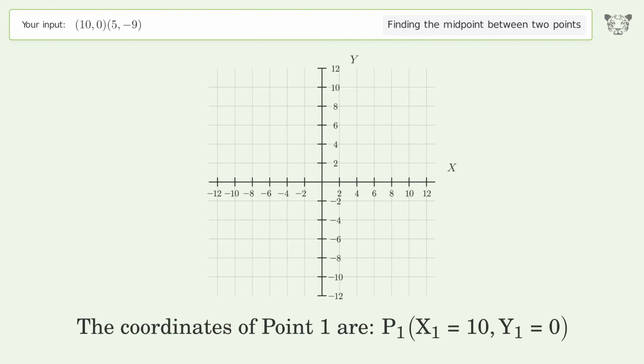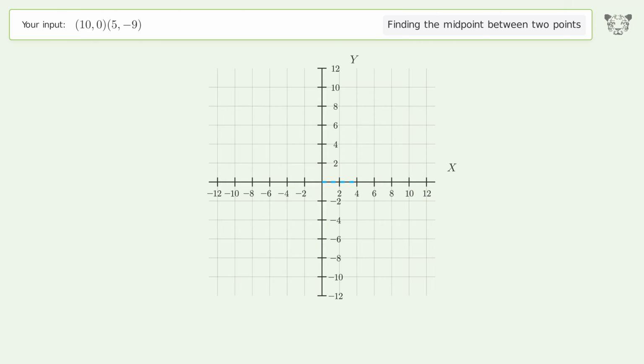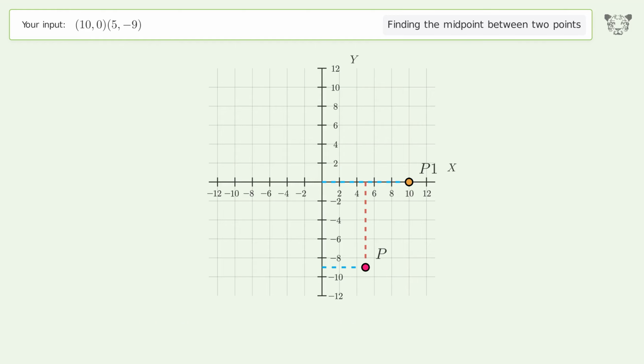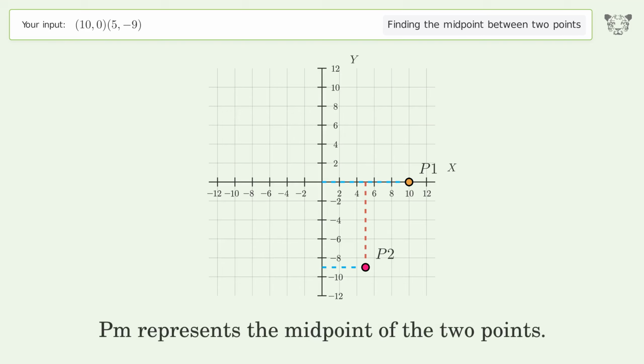The coordinates of point 1 are x1 equals 10, y1 equals 0. The coordinates of point 2 are x2 equals 5, y2 equals negative 9. PM represents the midpoint of the 2 points.